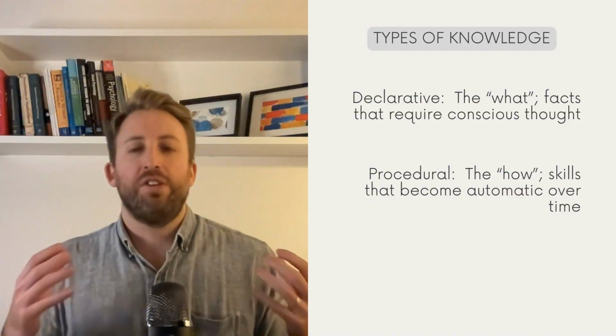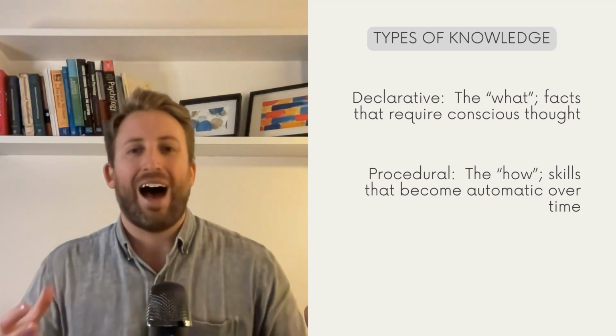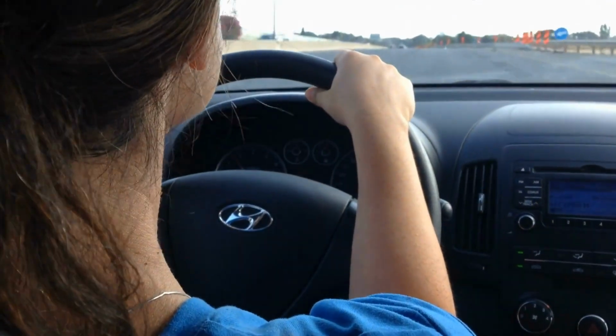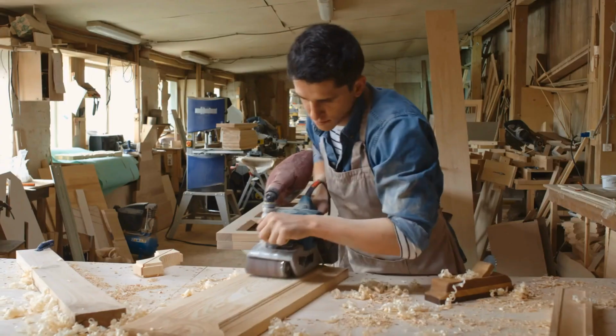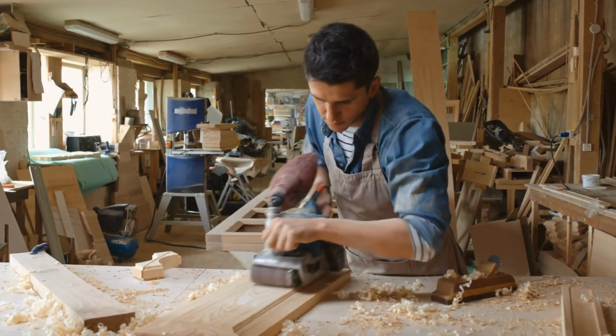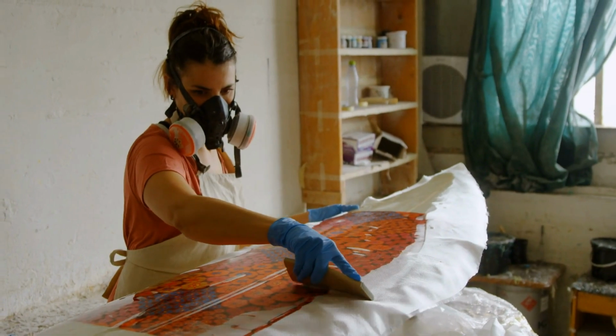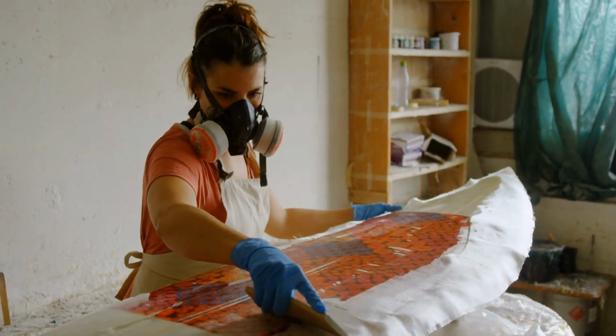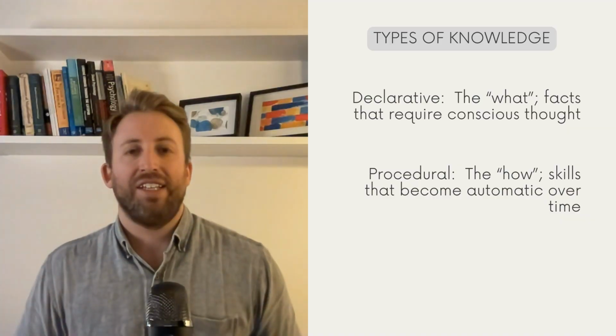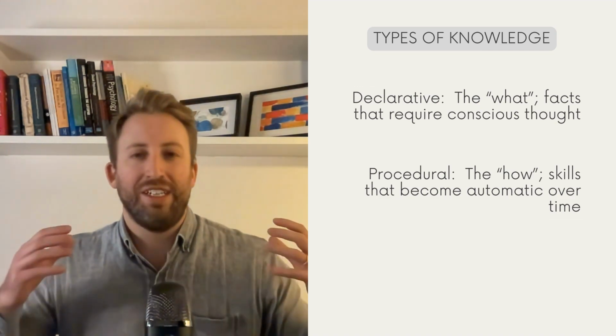But there's also procedural knowledge. This is the how. It's the skill set, like driving a car or drawing blood. Over time, with practice, these tasks become second nature. They become automatic. The goal with this type of knowledge is to master it to the point where it feels instinctive. Recognizing the difference between these two types of knowledge is vital.